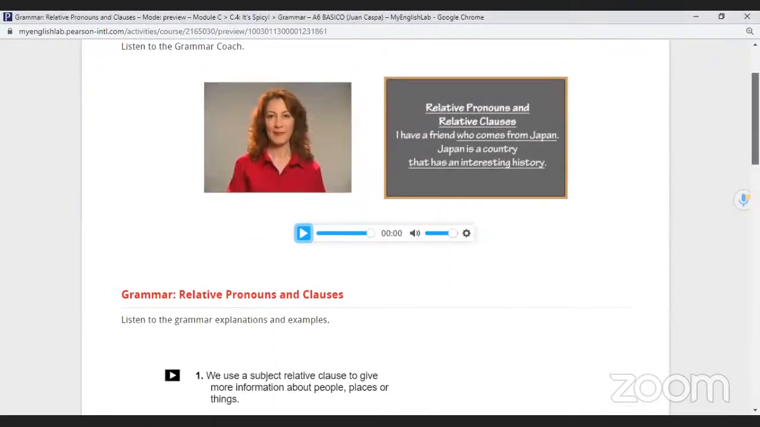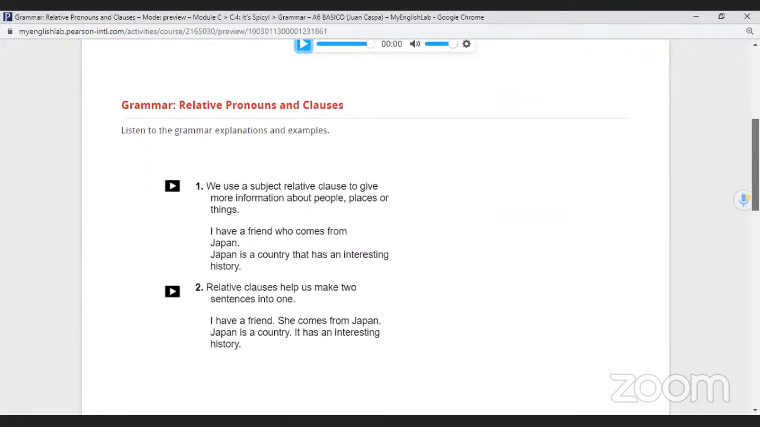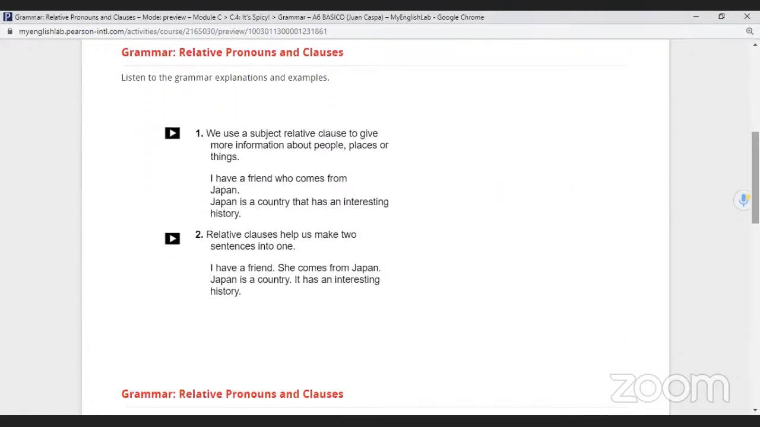For example, we use a subject relative clause to give more information about people, places, or things. This is, I have a friend who comes from Japan. Who is the relative clause? When we want to talk about a person. And that is for both of them. Japan is a country that has an interesting history. That is also sometimes used to talk about a person.